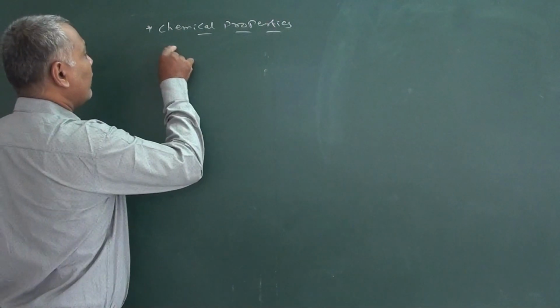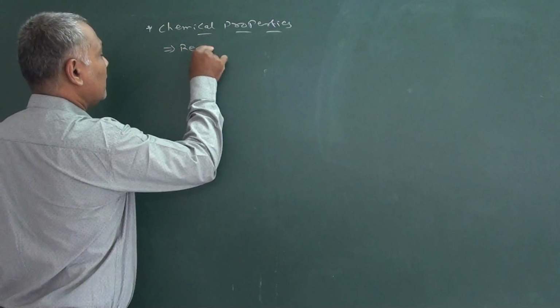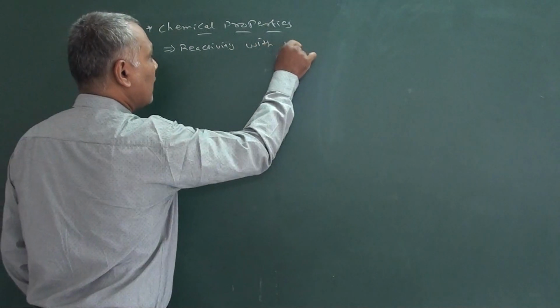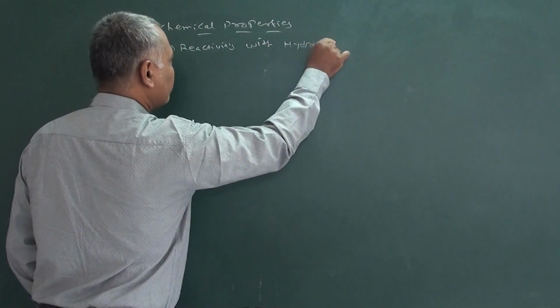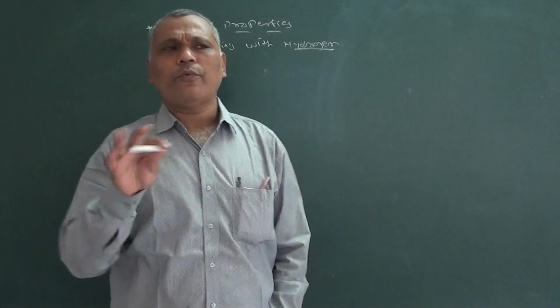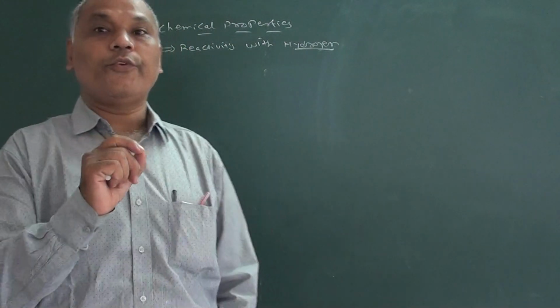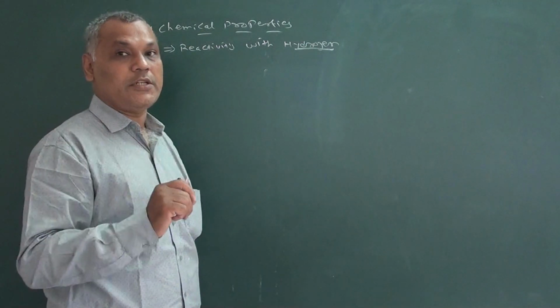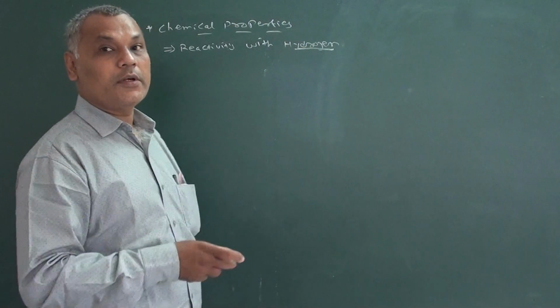So here we will take it as reactivity with hydrogen. See, till now we discussed the general or common properties. Now we are doing it for specific elements. That means all these elements of group number 16, how they are going to react with hydrogen.